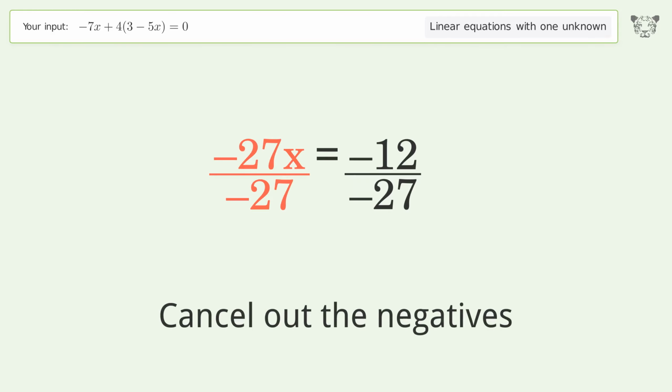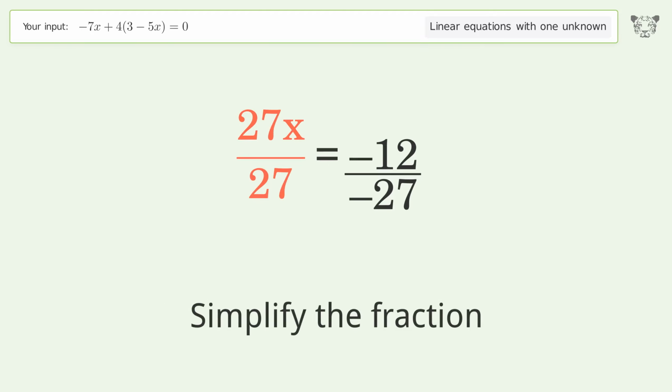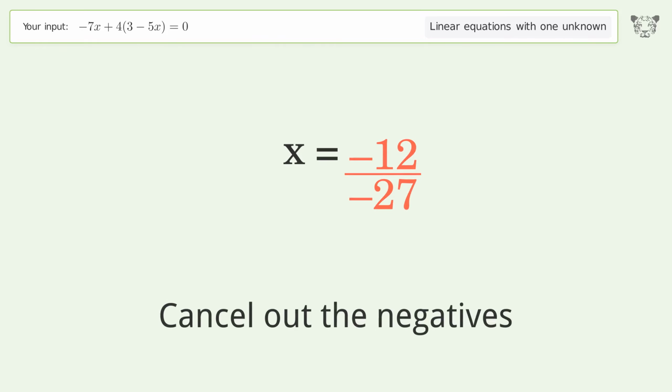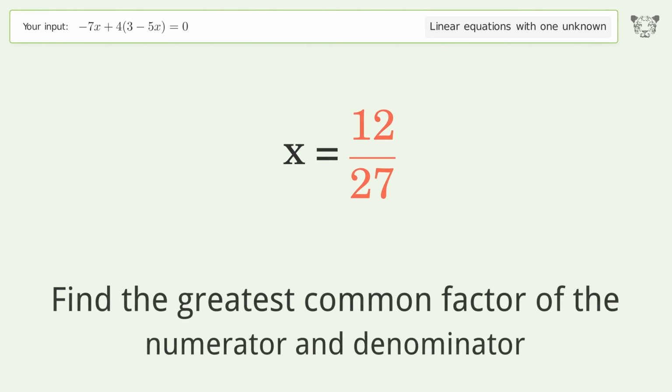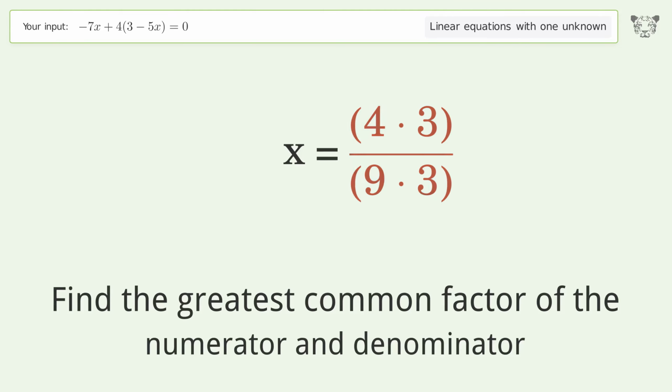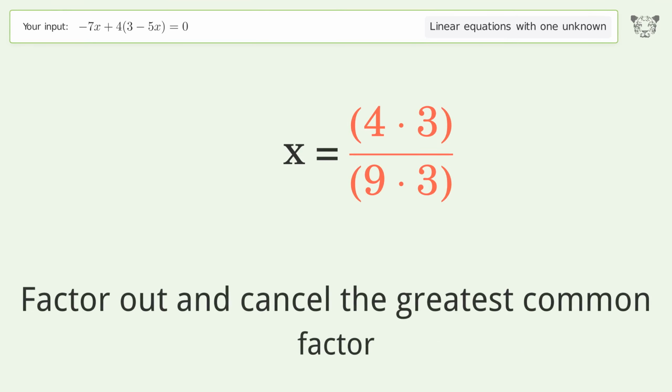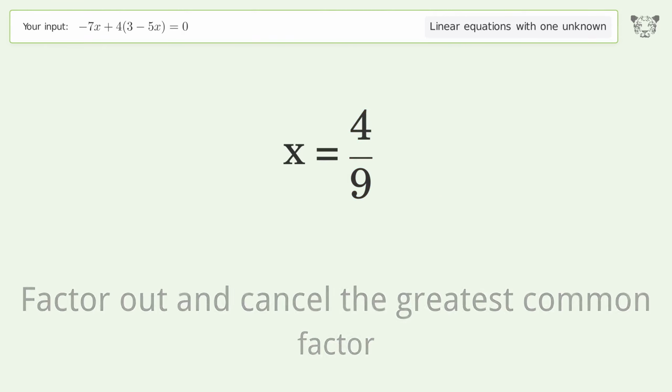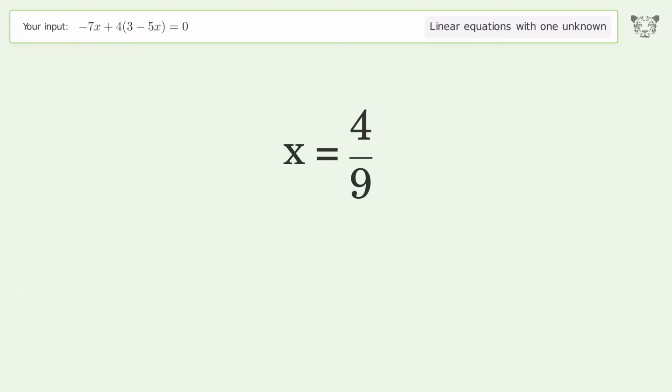Cancel out the negatives. Simplify the fraction. Cancel out the negatives. Find the greatest common factor of the numerator and denominator. Factor out and cancel the greatest common factor. And so the final result is x equals 4 over 9.